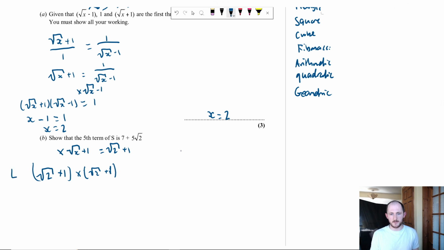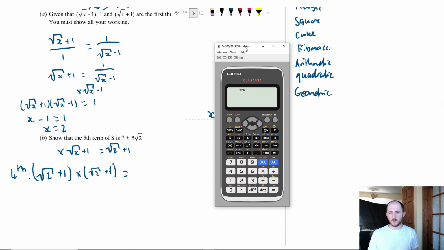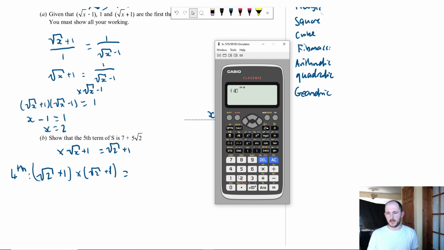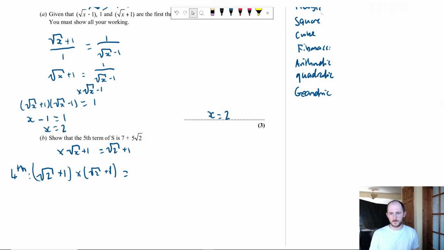So this would be the fourth term. And again, don't be too scared because this is a calculator paper, which means we can just use our calculators. Shocking, I know. So that's 3 plus 2 root 2. And therefore the fifth term is going to be 3 plus 2 root 2, and again, times by the same number.